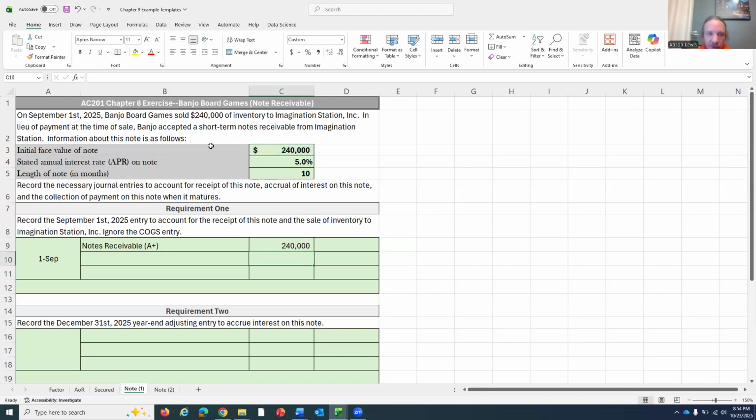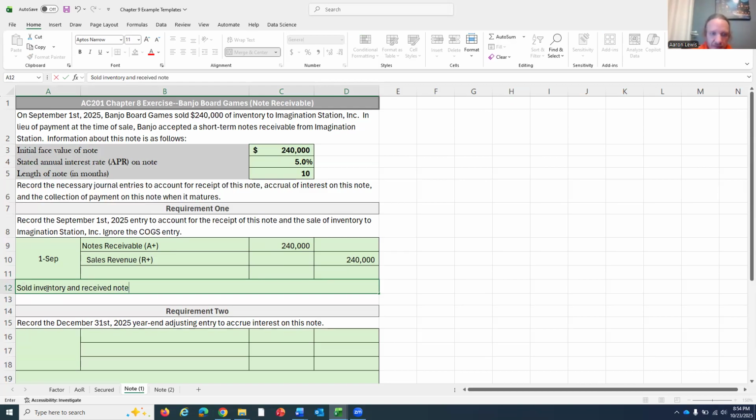Why are we getting the note? Because we sold them inventory. Well, you still have to put the sales revenue on the books in the period that we met the obligation. Our obligation was to transfer this inventory that they wanted to sell that we apparently produced, and we did that. We gave them the stuff. So the sales revenue, even though we're probably not going to get paid for months and months in the future, has to go on the books at the point of sale on September 1st. And here we sold inventory and received note.